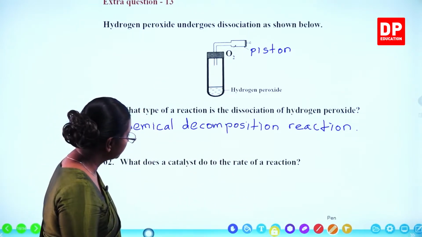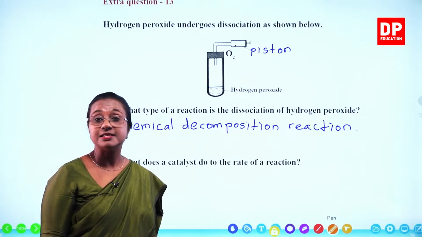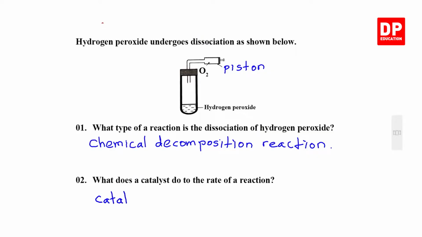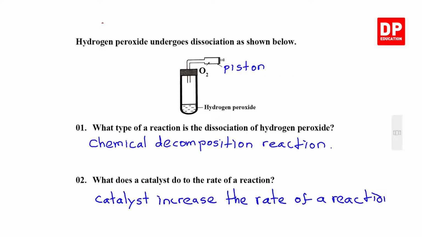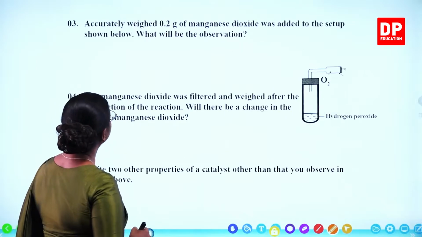What does a catalyst do to the rate of a reaction? What does a catalyst do? It increases the rate of a reaction. So catalyst increases the rate of a reaction. Catalyst increases the rate of a reaction. That is what a catalyst does to a reaction. So with that, we'll move on to the next part.